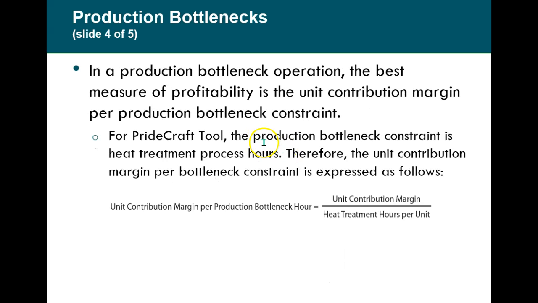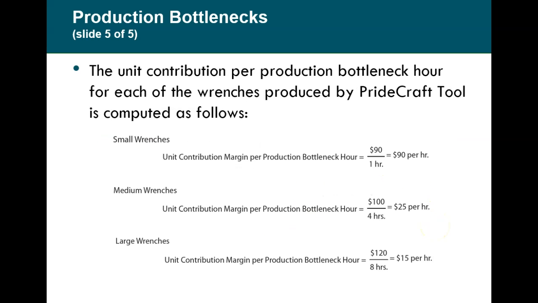All right, so what they're doing is looking at the contribution margin. This is what we just did, divided by the heat treatment hours per unit. And we got 90, 25, and 15, just like we did. So that is the unit contribution margin per hour of the constraint, okay?